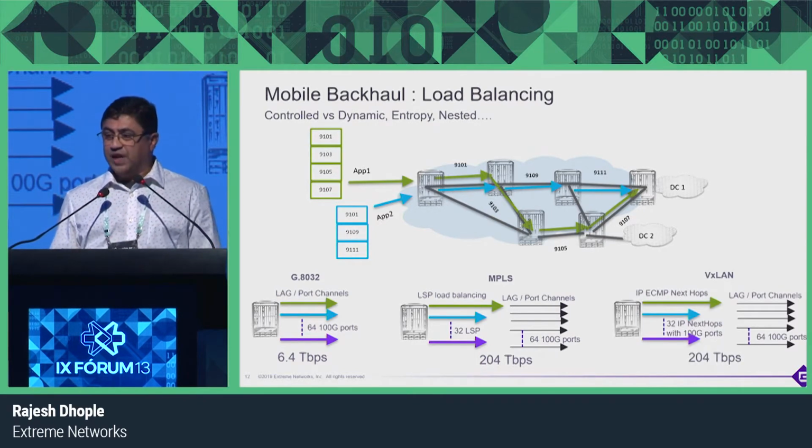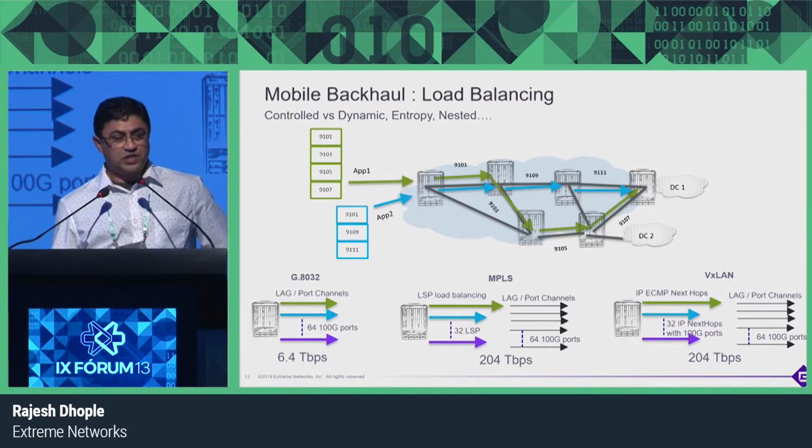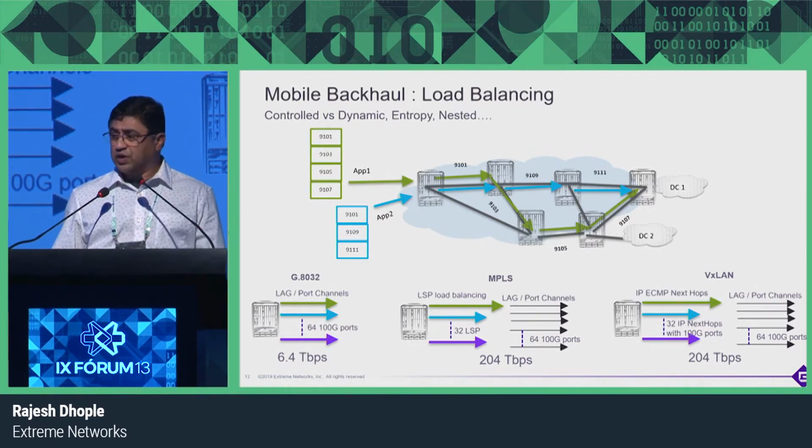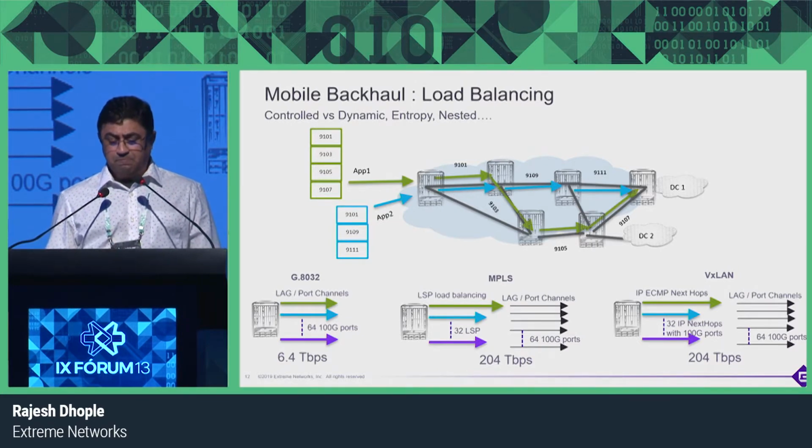And if you look at VxLAN, essentially you do IP ECMP next hops, and then you can overlay that ECMP next hop load balancing. Each next hop can be overlaid with a LAG or port channel. So essentially, that also gives you 204 tera in a single pipe. Let's look at another example.